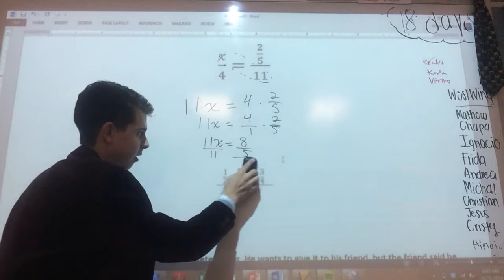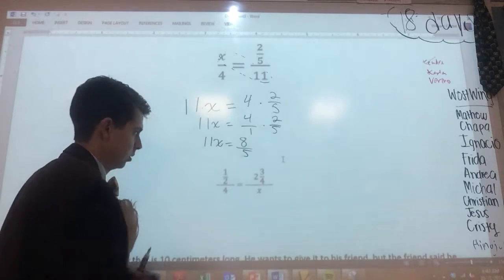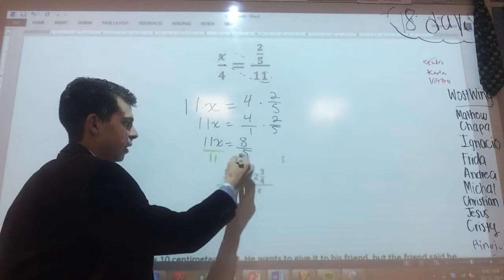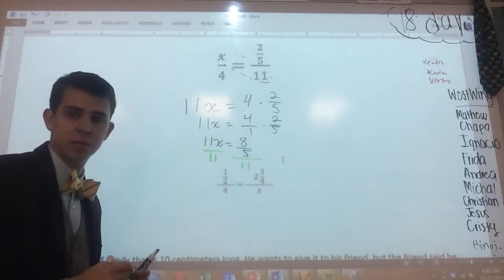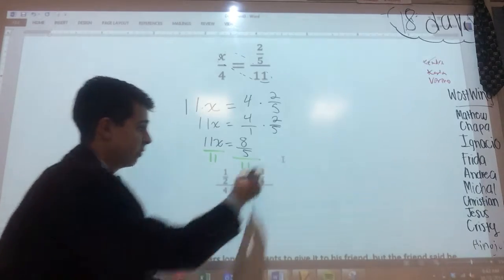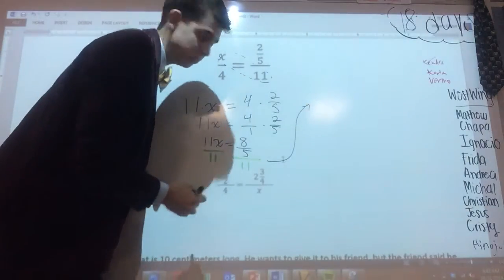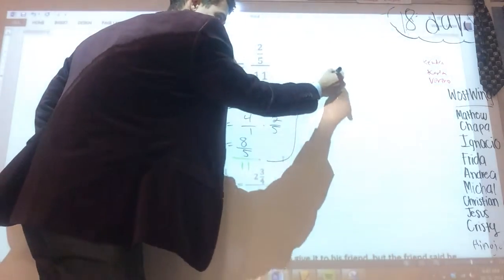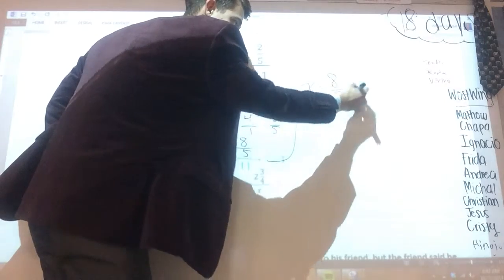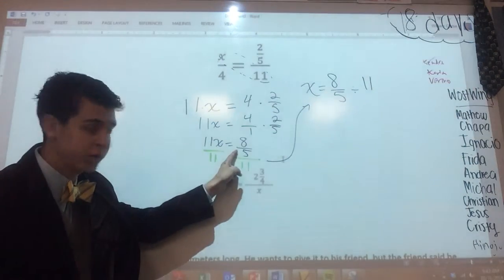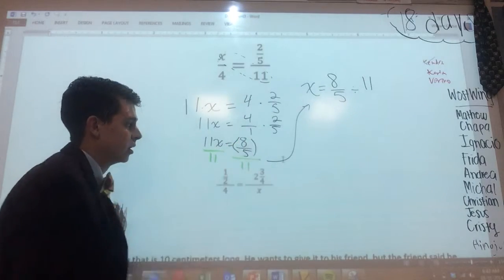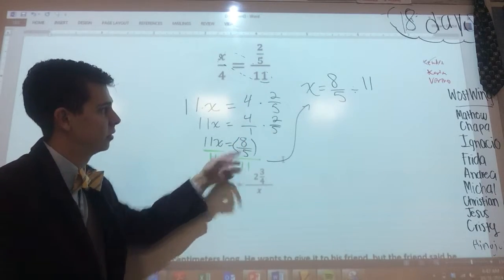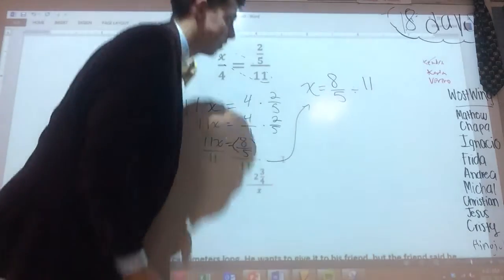Actually, I'm going to write this in a different color. Divide by 11 here and divide by 11 here, which would give me, I'm going to write it up here, x is equal to 8 over 5 divided by 11. We have 8 over 5, this fraction right here, divided by 11.